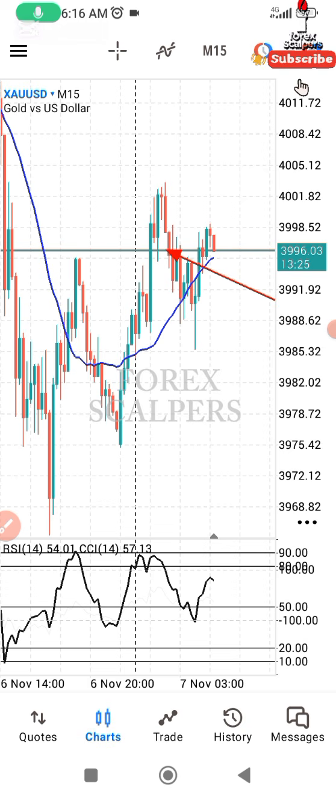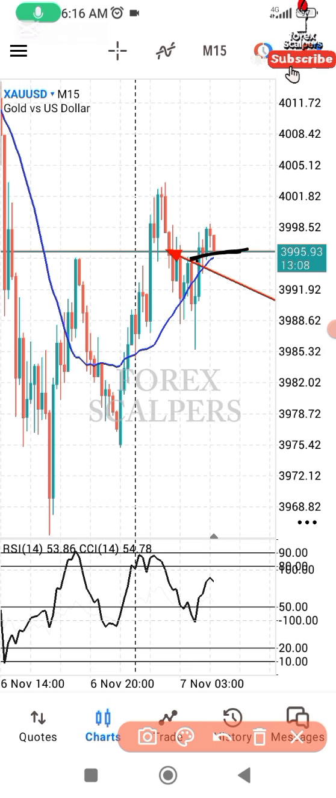So I'll come to my 15-minute time frame. You can see that beautifully well. So on this 15-minute time frame, I want to see the same confluence. I will want to see price above my moving average, and then I want to see CCI above 50 or CCI crossing coming from the 20 zone.